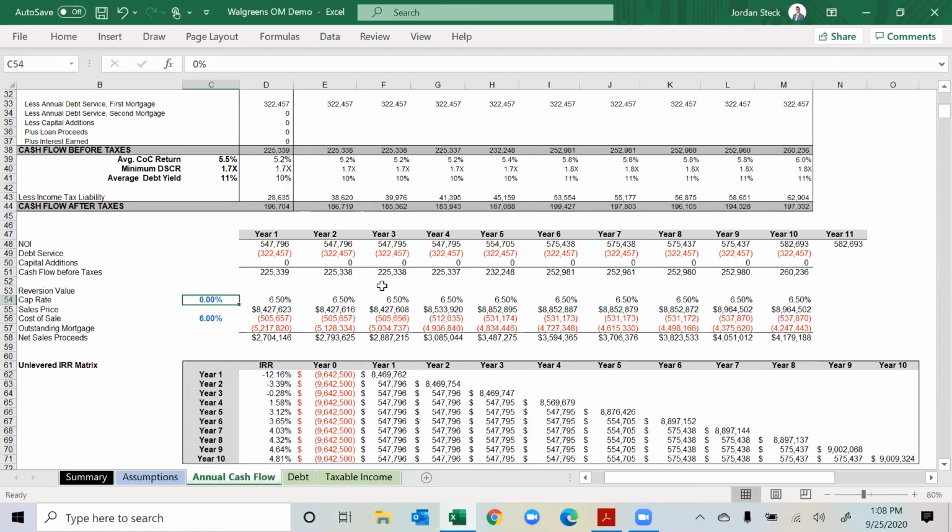Yeah, and why don't you change the reversion value? Because let's say I told you I don't think that the reversion value is going to be a 6 cap. I think it's going to be closer to the cap rate that we bought it at, which I think would be around a 5.5. So what would that do to our internal rate of return?